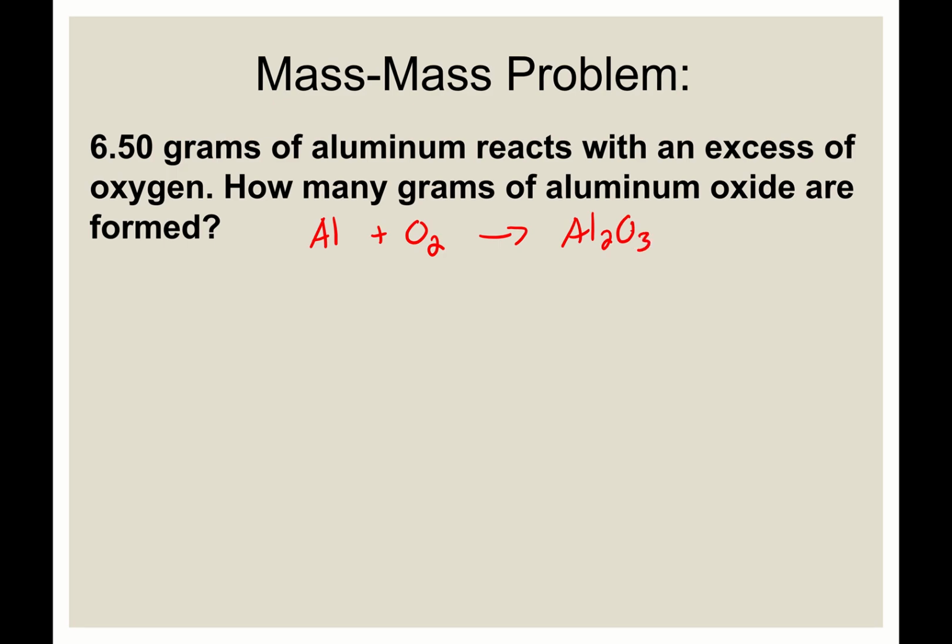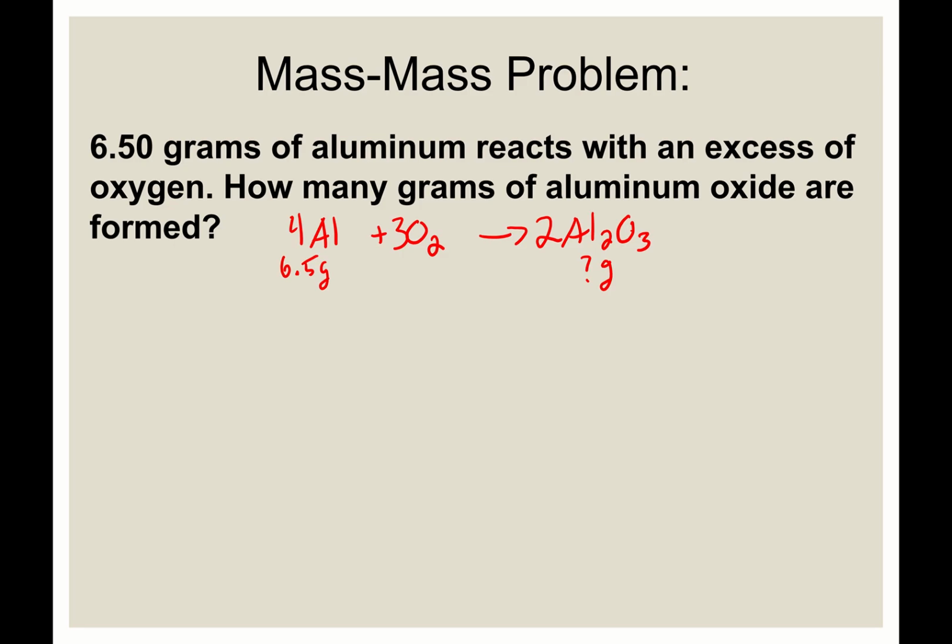Once we have our reactants and products written, now it's time to balance, because we will need these coefficients later on. Now we've got our balanced equation, and we can go ahead and go through our process. Here we want to know how many grams of aluminum oxide are going to be made. So we're looking for a mass of aluminum oxide. We're given 6.5 grams of aluminum to begin with. So we are looking at, again, a mass-to-mass problem. So it does not change our approach.